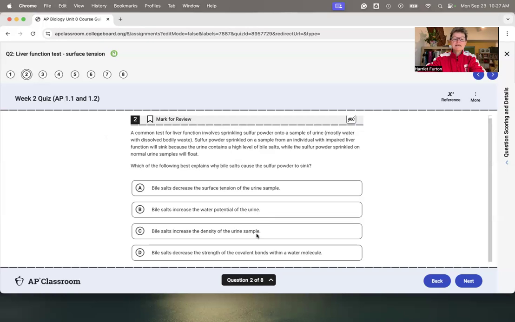It doesn't. Although this can be true, the density doesn't deal with whether the sulfur powder stays on top of the surface or not. Bile salt decreases the strength of the covalent bond. Covalent bonds are intramolecular bonds. The intramolecular bonds do not have anything to do with the surface tension, only the intermolecular ones, the hydrogen bonds.